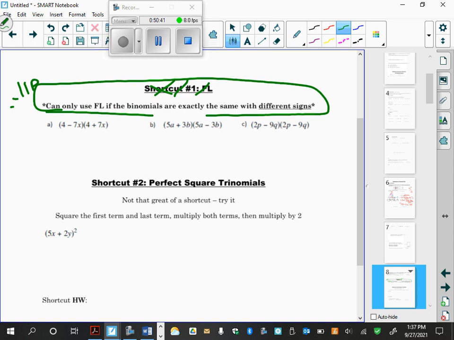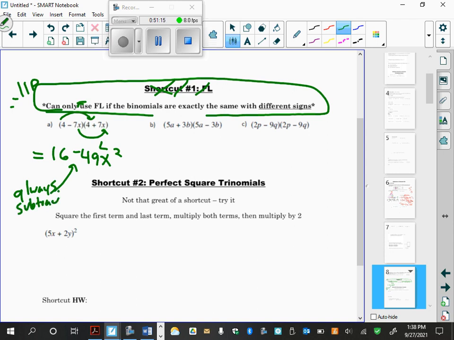So when you have the exact same thing with different signs, you just have to do the F arrow and the L arrow. Equal signs. 4 times 4 is 16. If you did FOIL, you get 28x, subtract 28x, which is 0x. And then negative 7 times positive 7 is negative 49. What's x times x? X squared, and you're done in 10 seconds. You love these questions. When you FLAW, there's always a subtraction sign in the middle, because they're different signs.